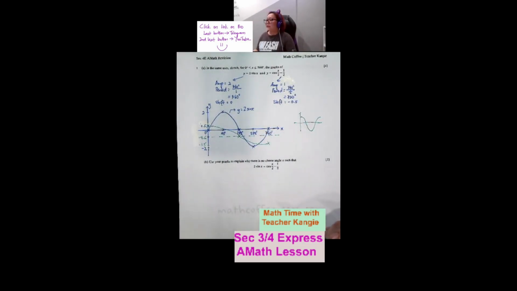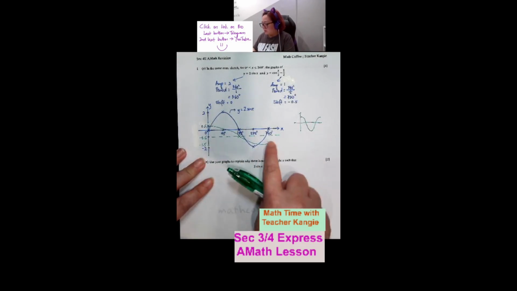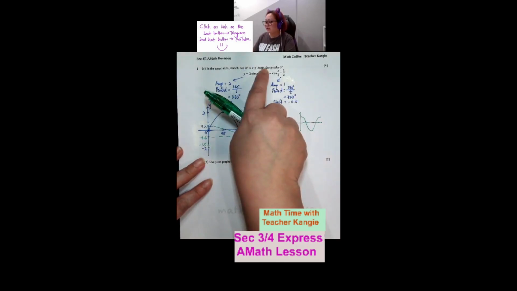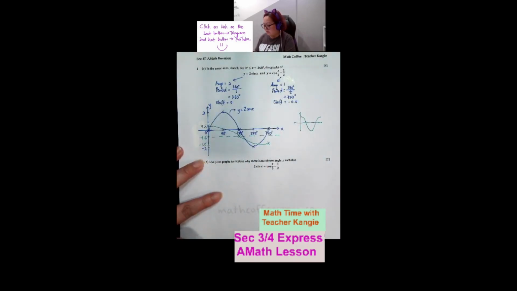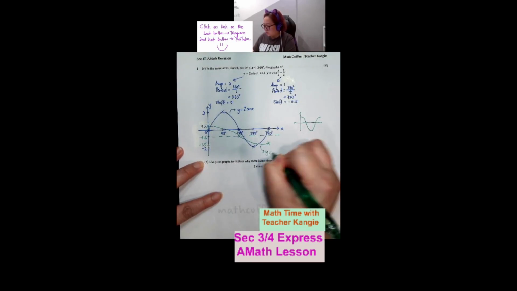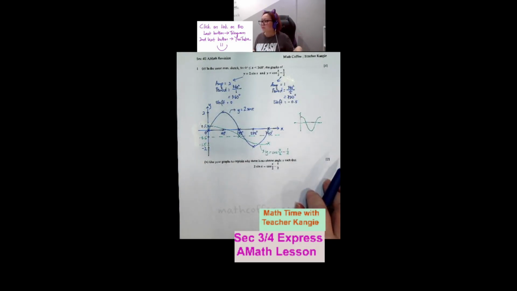and we are done. This is only half a cycle. If you continue, it's supposed to be like that. But because they only want us to draw from 0 to 360, it means I only draw half a cycle. So we are done. And lastly, label: this is y equals cosine x over 2 minus half. And we are done.